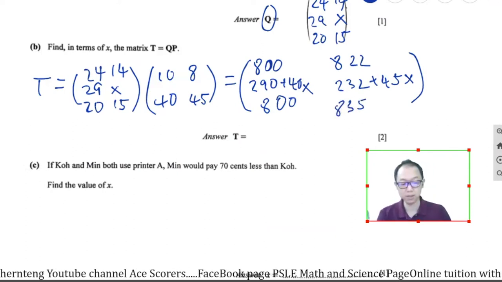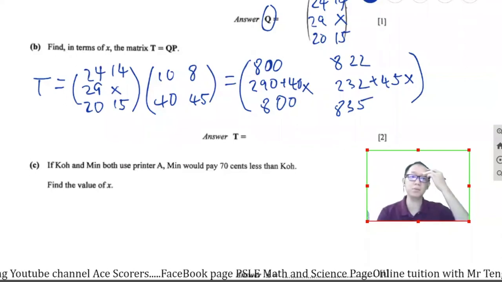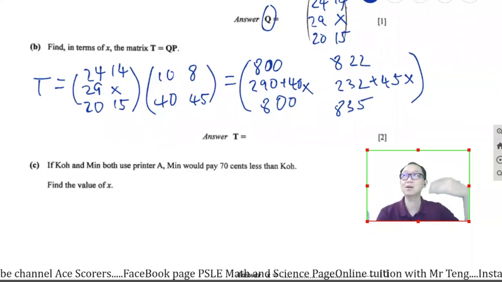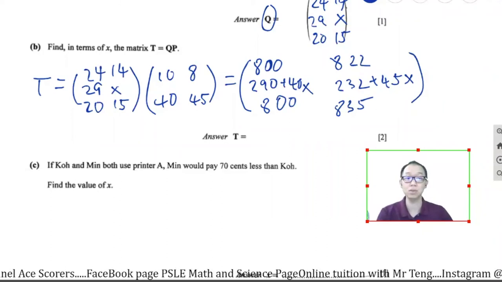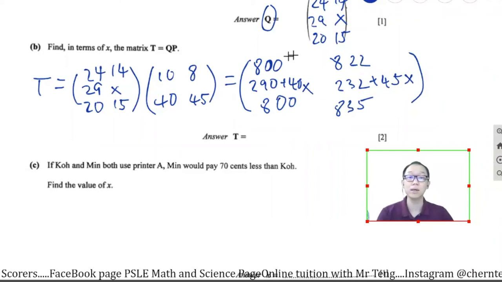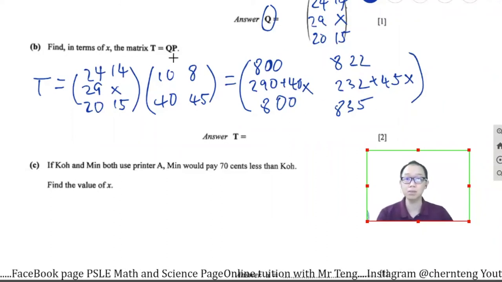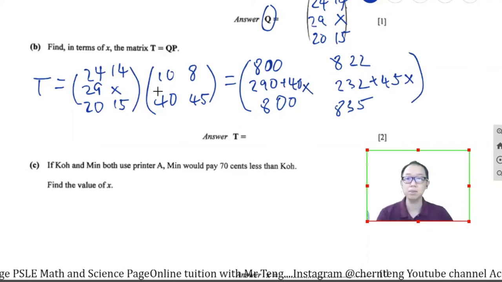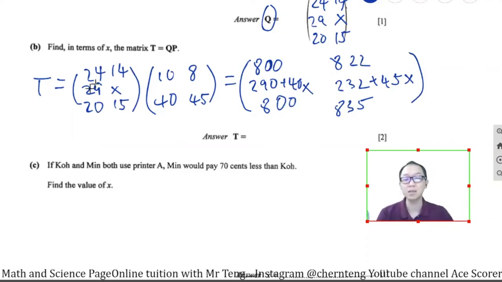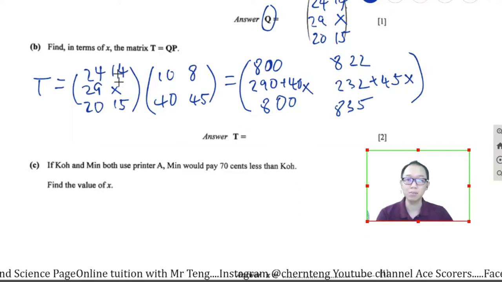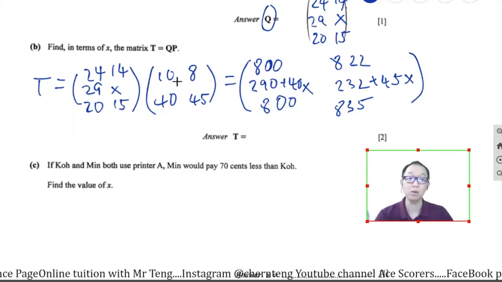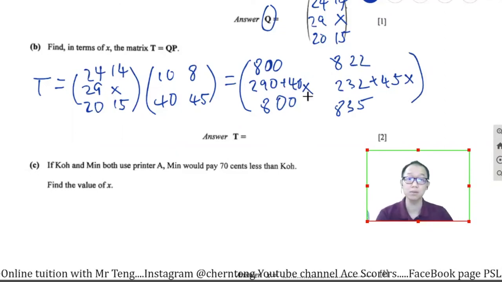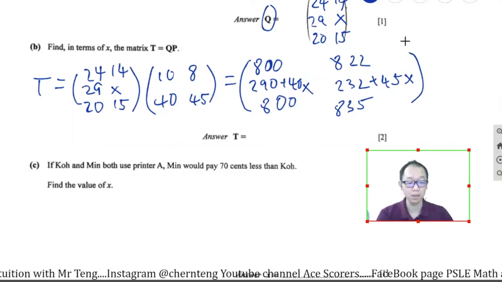Now this type of matrix multiplication question is all about practice. You need to know the operation and how to do it. So this will be our matrix T. You're actually taking the number of items multiplying by the cost at the different shops. So you get this matrix.